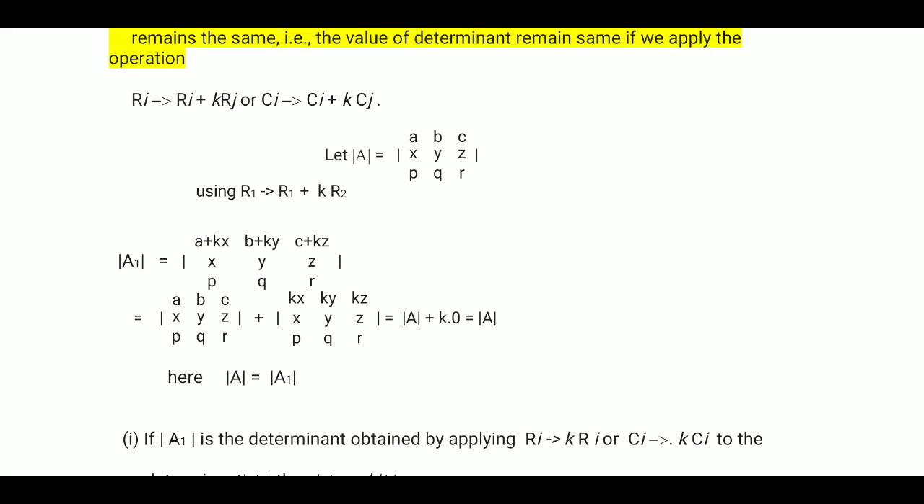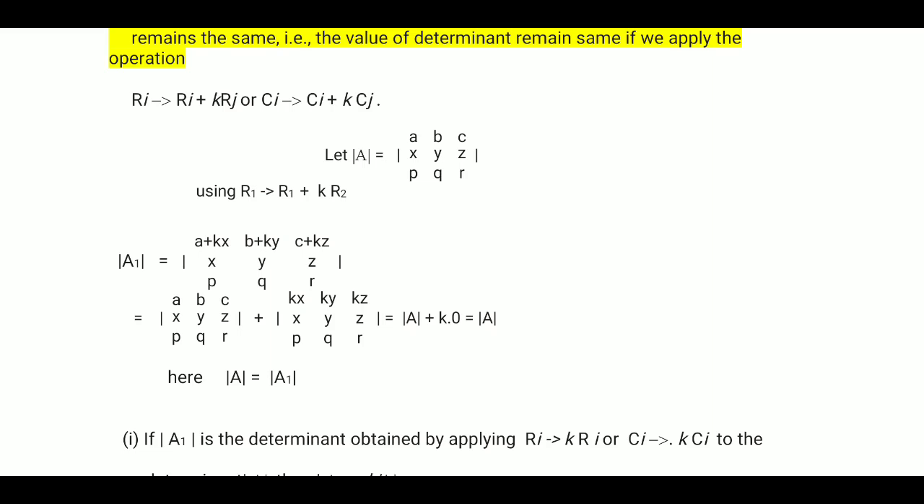Suppose A is the determinant having elements a, b, c, x, y, z, p, q, r. Using R1 becomes R1 plus k R2, we get this determinant. Determinant A1 is equal to determinant with rows a plus kx, b plus ky, c plus kz; x, y, z; p, q, r. Here R1 is changed because we are using R1 becomes R1 plus k R2.